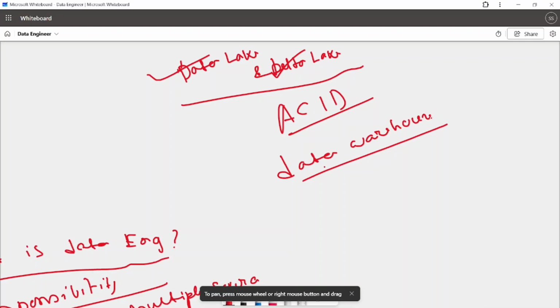And what is schema? This is also very important. A schema defines the structure of data, like columns, data types and relationships. This is the schema. So this is very important. Schema and all, you should know.